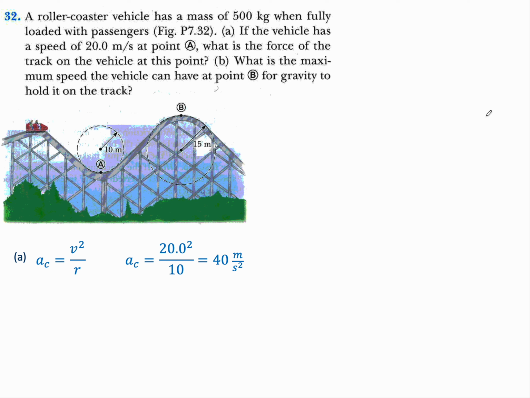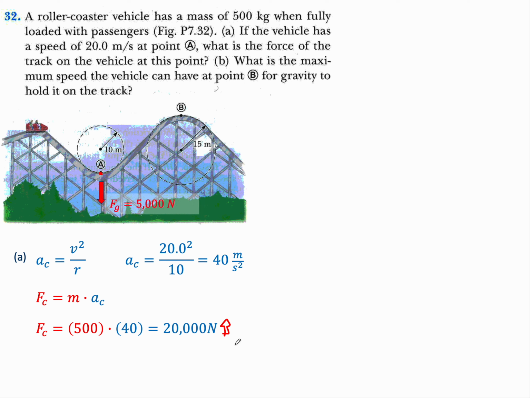The centripetal acceleration of the vehicle at point A is going to be 40 meters per second squared. Again, we're looking at this point right here on the diagram. Based on that, we can figure out the centripetal force, which we know is equal to the mass times the centripetal acceleration. In this case, just plugging in the numbers, we know this has to be the net inward force. So it's going to have to be acting towards the center of the circle, which at point A is going to be upward.